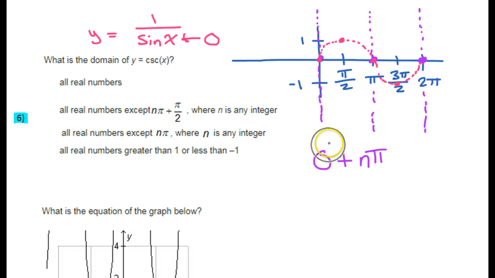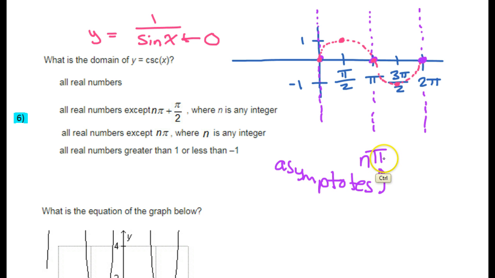And since this is just 0, we don't really need it. So I'm just going to erase the 0. So this is an expression representing where all of the asymptotes are. Okay, the asymptotes are at n pi.